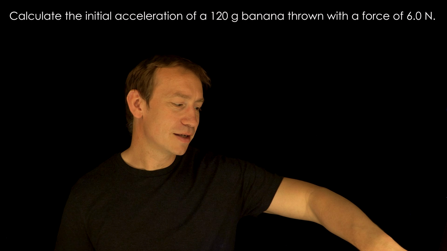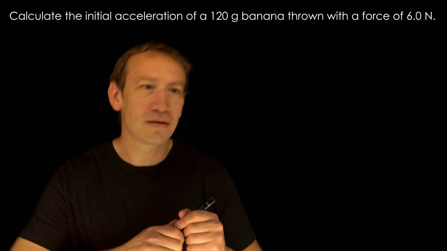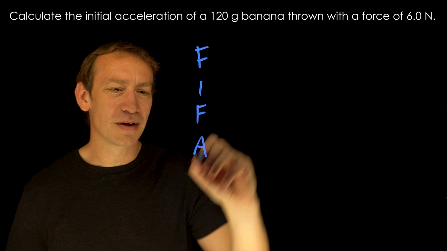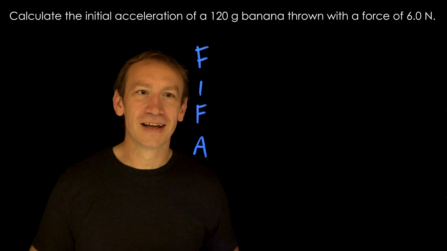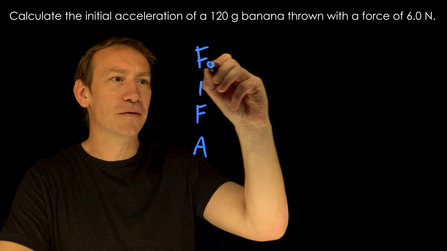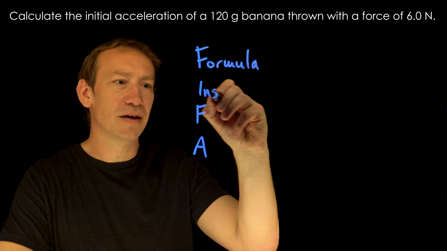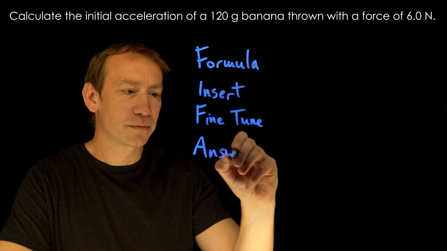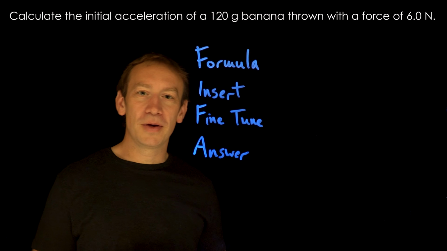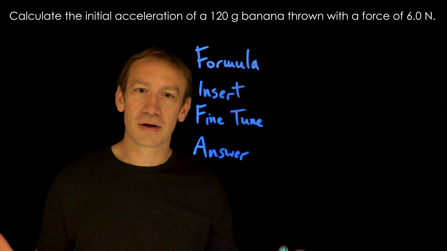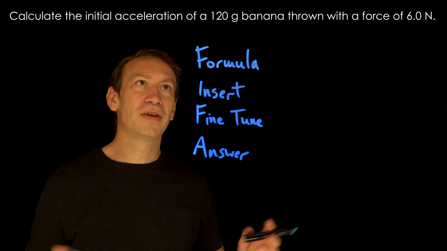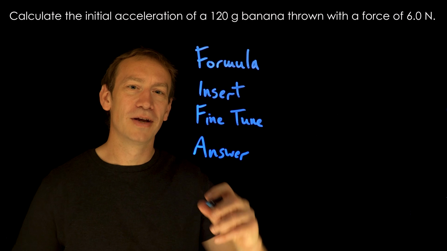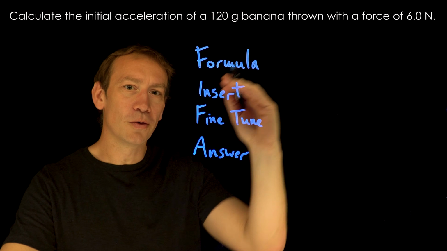So the approach that we can take instead is where you just need to remember FIFA. Now, I guess this is something that is fairly easy to remember, probably something to do with football. I'm not a football fan. But here, the F stands for formula, I stands for insert, we then fine tune, and then we give our answer. So, in the question up here, we want to calculate the initial acceleration of a 120 gram banana thrown with a force of 6 newtons. So by remembering the mnemonic FIFA, we can just write that down, and that makes sure that we follow all of these steps.